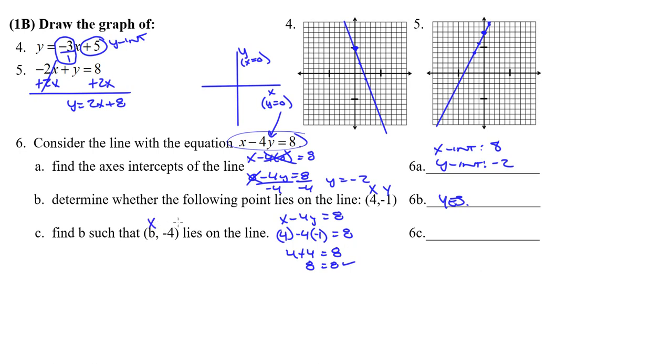And then C really is the same thing. We're going to plug b in for x and -4 in for y and do the same thing, and actually solve and figure out what b is. So we've got x minus 4y equals 8. x now is b, minus 4 times -4 equals 8. So we get b, -4 times -4 is positive 16. Subtract 16 from both sides, and we get b equals -8.